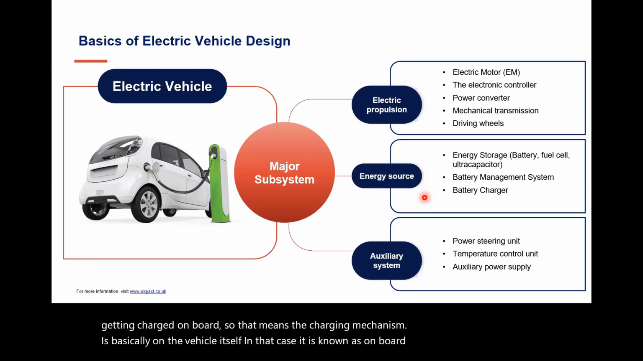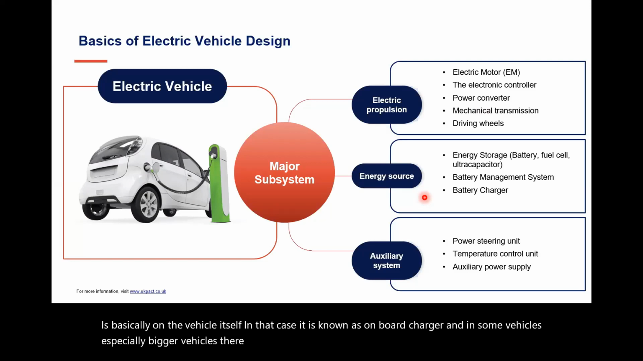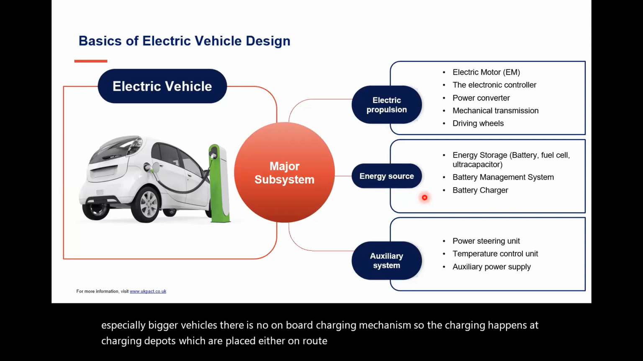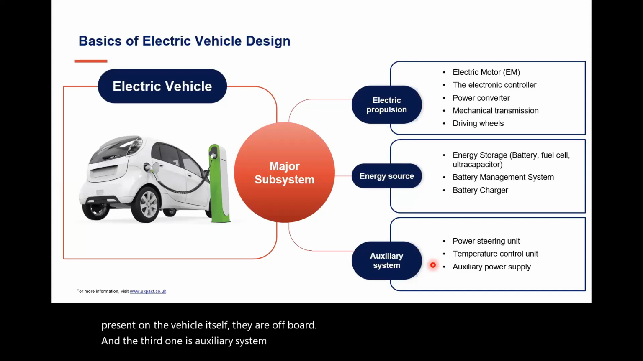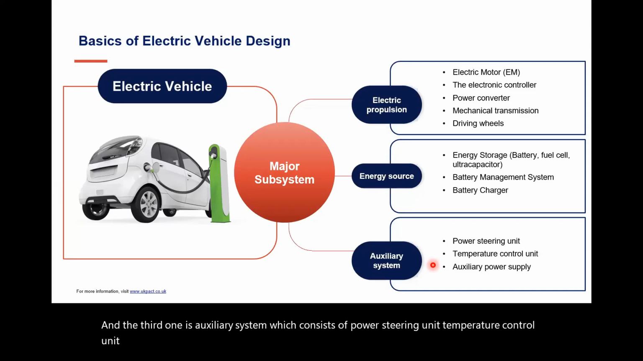And in some vehicles, especially bigger vehicles, there is no onboard charging mechanism. So the charging happens at charging depots, which are placed either en route or at the start and at the end of the route. So such types of chargers are known as off-board chargers, because those are not present on the vehicle itself. They are off-board. And the third one is the auxiliary system, which consists of power steering unit, temperature control unit, and auxiliary power supply.